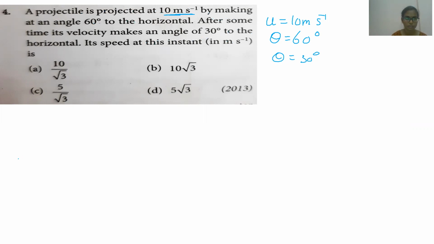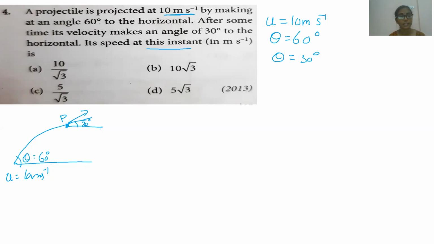So let us draw the figure, we will understand better. Initially the body is projected with an initial velocity of 10 meters per second, making an angle theta equal to 60 degrees with the horizontal. After some time, it makes an angle of 30 degrees with the horizontal at this point. Then what is the speed at that instant? We need to calculate the speed of this particle. Clear, children, this is the question asked.